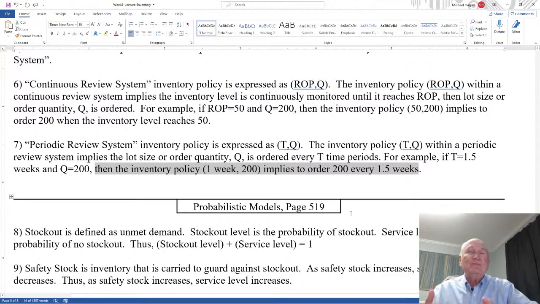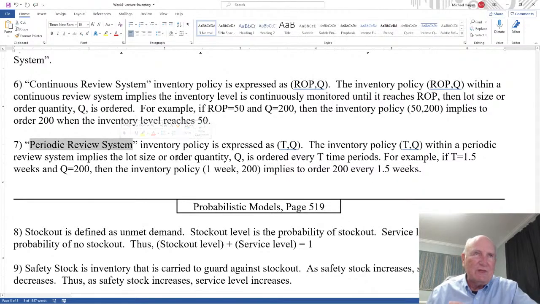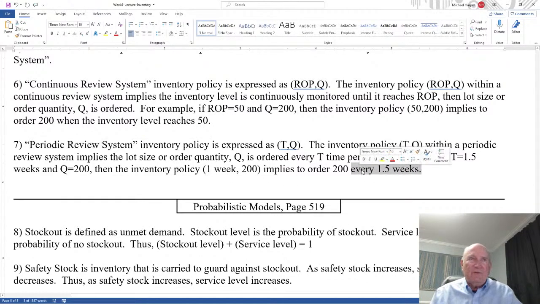And notice that's assuming you started when you should have started. In other words, if you start ordering 200 every 1.5 weeks, that is when you order and how much you order. And you have to start it right with the lead time. So on this one you start at the right place, but then the inventory policy is just 200 every 1.5 weeks. So you're not reviewing the inventory level all the time continuously. It's periodically, when you review it every 1.5 weeks.